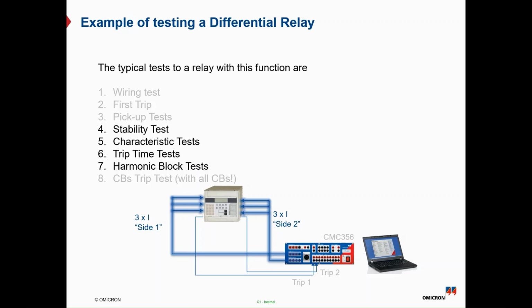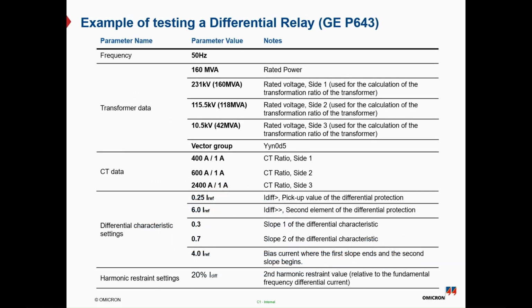So as you can see here, if you have a two-winding transformer, you can connect the first side, which is the primary side, to the first current output, and the second side to the second current output, and you can get the feedback by trip 1 or trip 2 to the CMC binary input to test all this kind of protection function.